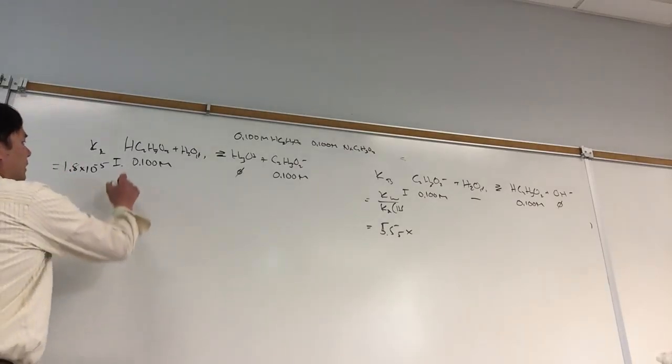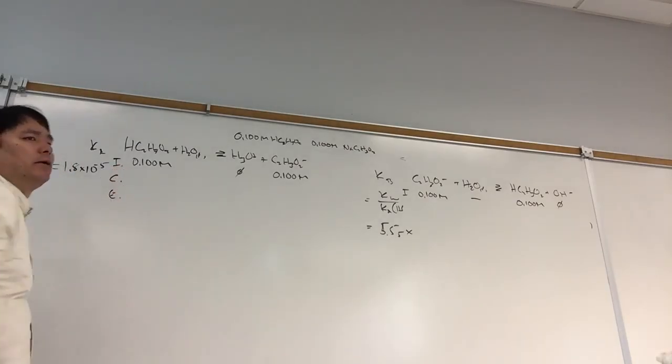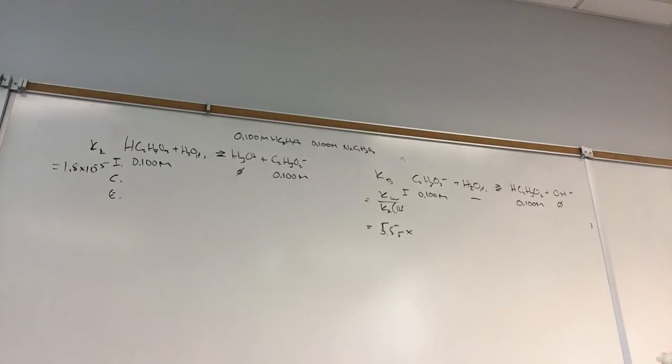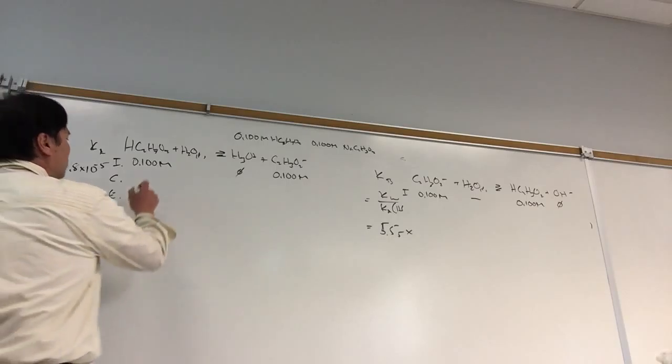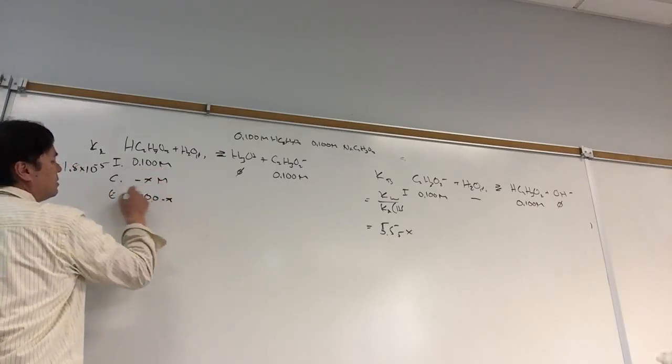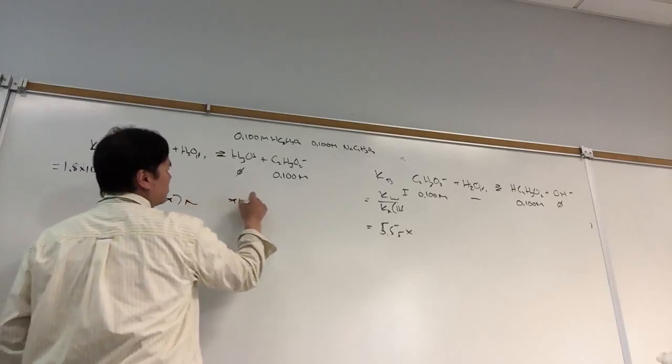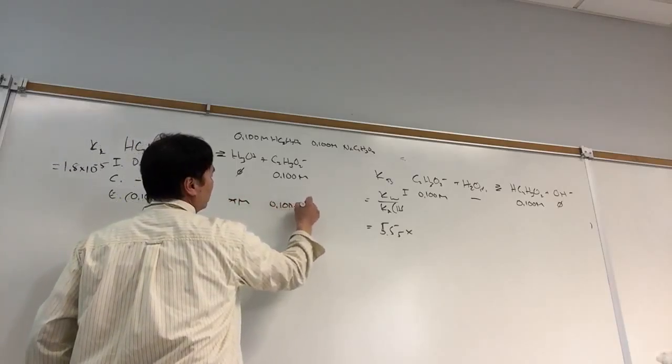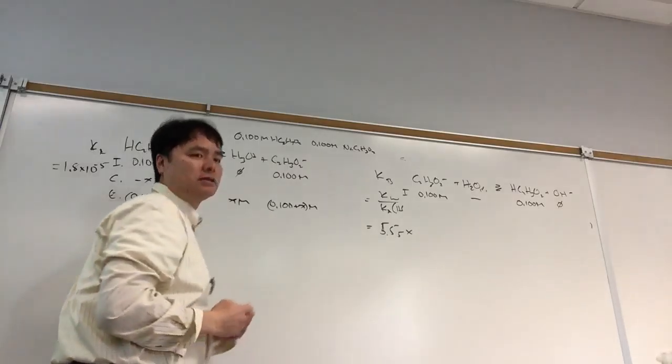And so in this case, we would just solve this, and then we come up with the hydronium ion concentration. This is a special mixture that doesn't require anything. It just requires a regular ice table. And so this comes out to 0.100 minus X molar, this comes out to X molar, and this comes out to 0.100 plus X molar. And then we solve this.